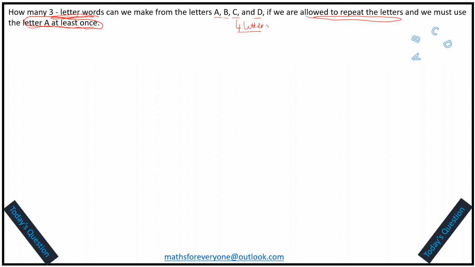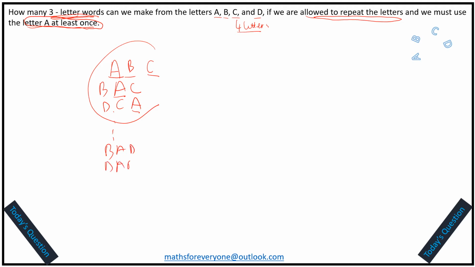So what are the possibilities? What will the word look like? When the letter A is used once, that's what it will look like. And then you can have a B and a C, or you can have a D. A can be in any position, so you can have B, A, C, or you can have D, C, A. So what I'm trying to say is A can go in the first place, in the second place, or in the third place. It can be B, A, D, or D, A, B, or C, A, and so on. Words like this are all allowed. This is with A used only once.